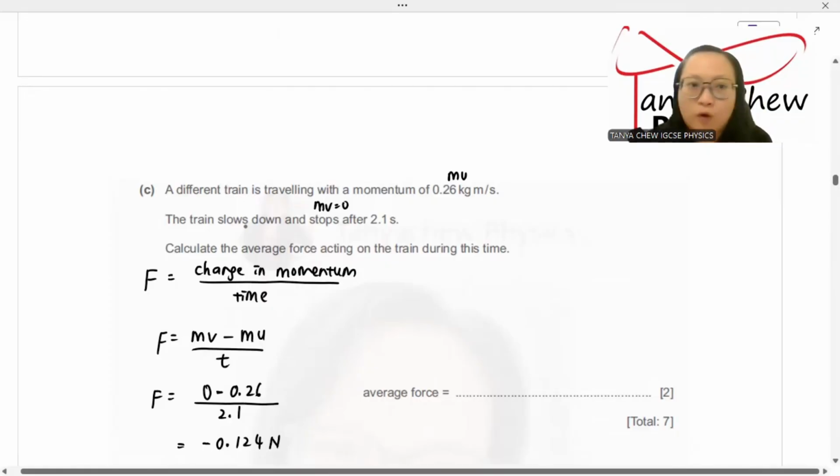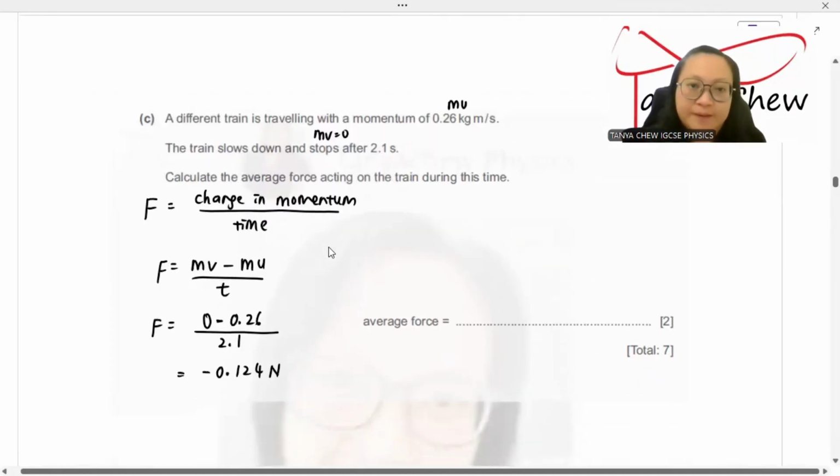So average force, whether you put a negative value or you don't put a negative value, it would not affect because there's only one force acting on this train. So I'm going to ignore my negative value, Newton.